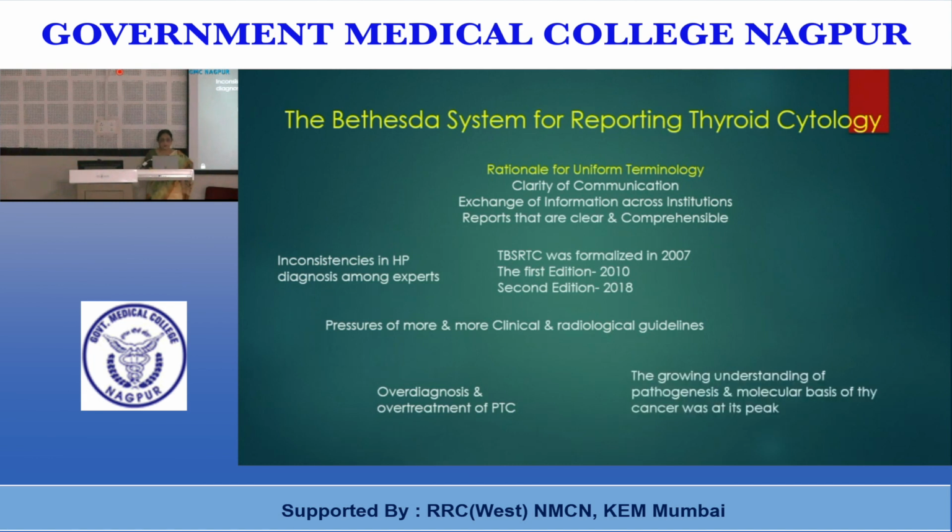And there was also growing understanding of the pathogenesis and molecular basis of thyroid cancer, and this was at its peak. So the validity of TBS RTC, this reporting system, has been extensively investigated by systematic meta-analyses and large review studies. These analyses have shown a growing trend in the sense that more and more institutions worldwide are adopting this tiered classification. Why? Simply because it puts across the FNA interpretation to the referring physician in terms that are succinct, unambiguous, and clinically useful. So we are all very familiar.